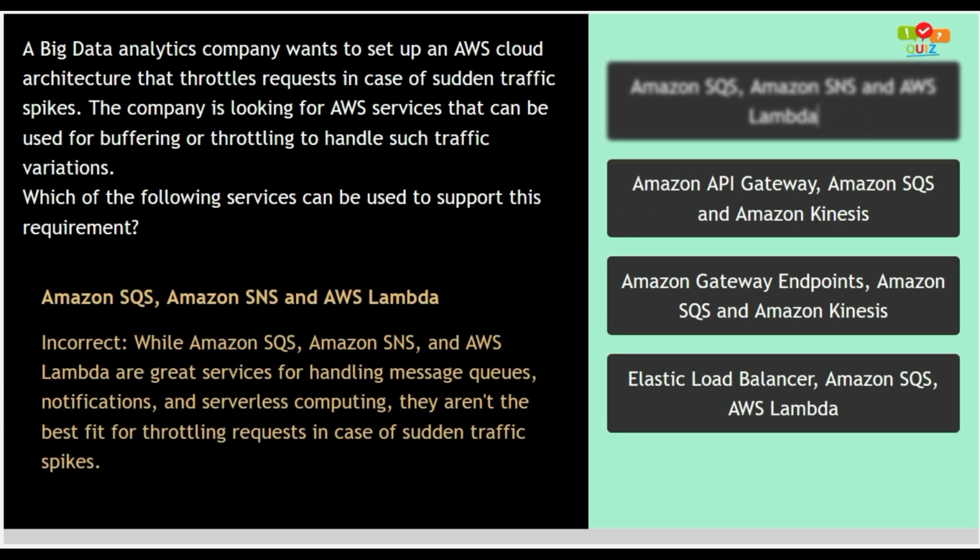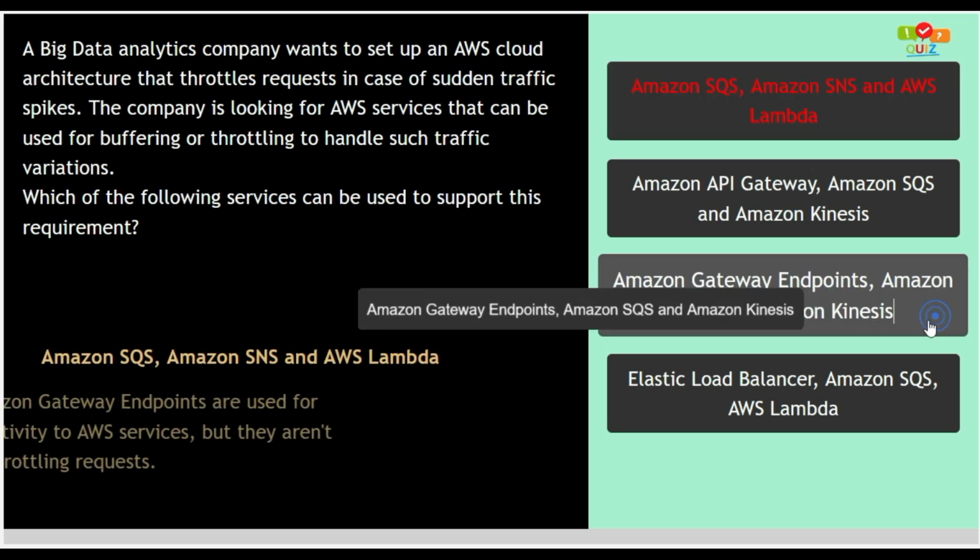Option 1, Amazon SQS, Amazon SNS, and AWS Lambda. This option is incorrect because while Amazon SQS, Amazon SNS, and AWS Lambda are great services for handling message queues, notifications, and serverless computing, they are not the best fit for throttling requests in case of sudden traffic spikes. So option 1 is not the correct answer.